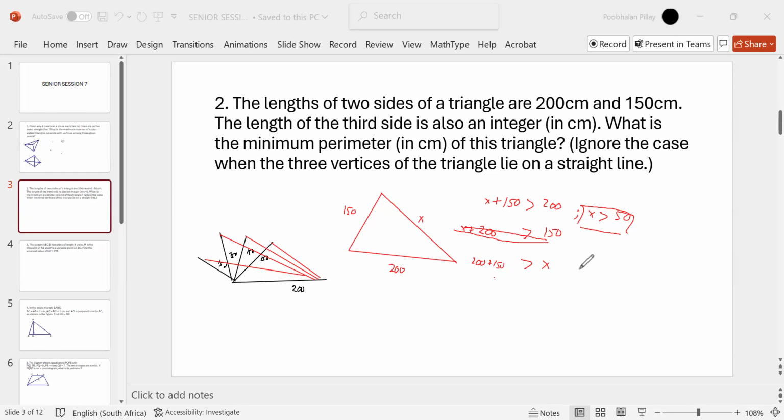And this one here says that x is smaller than 350. So now we have restrictions for the third side, x. On the one hand, it must be greater than 50, and on the other hand, it's smaller than 350, right? And it's an integer. So what are the possible values for x? The first integer greater than 50 is 51, and it goes all the way to the last integer less than 350, which is 349. So these are the possible values for x.